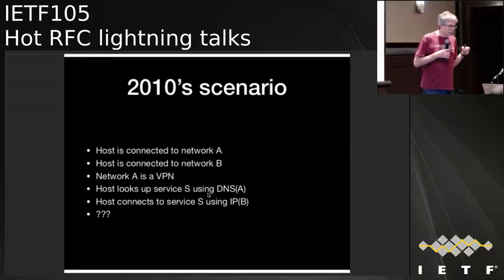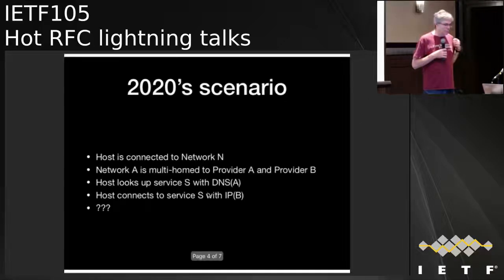So if a host looks up a service using the DNS server that it got from network A, and then tries to use the answer it got on network B, if that service is actually only reachable on network A, it's going to fail. So we need to be able to associate networks. We need to be able to associate things like DNS servers and IP prefixes together.